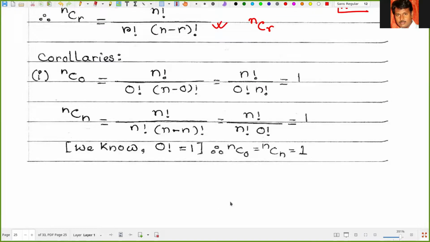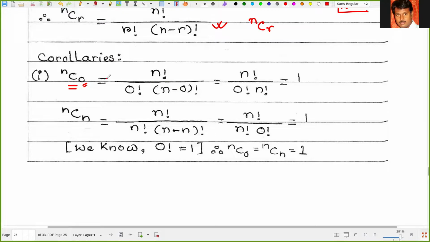Now, some derivations or corollaries. nC0 means we are not selecting any object among n objects. So n factorial upon 0 factorial and n minus 0 factorial. 0 factorial means 1, so the result is obviously 1. So nC0 means 1. nCn is n factorial upon n factorial and n minus n factorial, which is also giving the result as 1, because 0 factorial means 1. So we can say nC0 is equal to nCn is equal to 1.